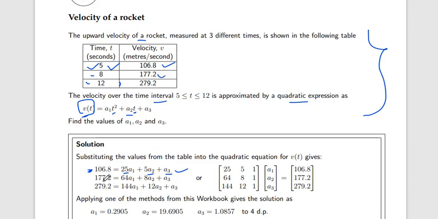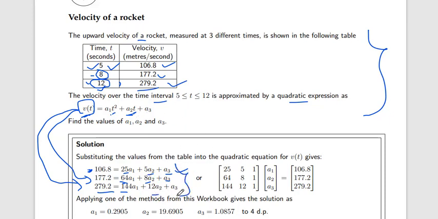Now let's talk about the time 8 seconds, where the velocity is 177.2 meters per second. So 177.2 is equal to t square, meaning 8 square, 64 a1, plus 8 a2 plus a3. Now let's talk about the third time. At 12 seconds the velocity is 279.2. So again we take this equation and make the third equation. 279.2 is equal to 12 square, which is 144 a1, plus 12 a2 plus a3.